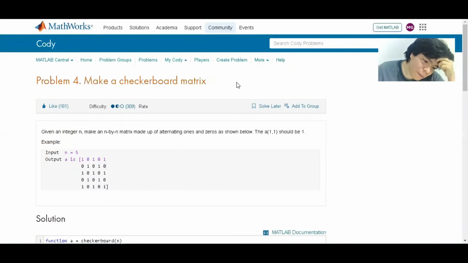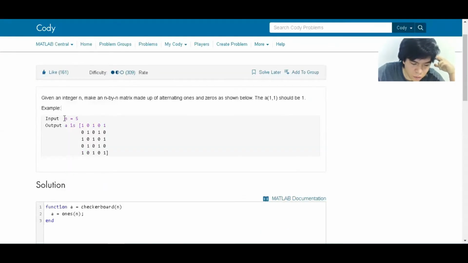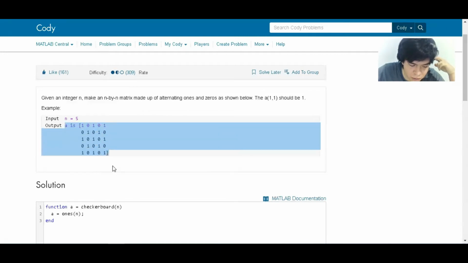Problem number 4. Make a checkerboard matrix. Given an integer n, make an n by n matrix made up of alternating ones and zeros as shown below. A(1,1) should be 1. Okay, so we have an example of an input of n equals 5, and the output is going to be a 5 by 5 matrix.